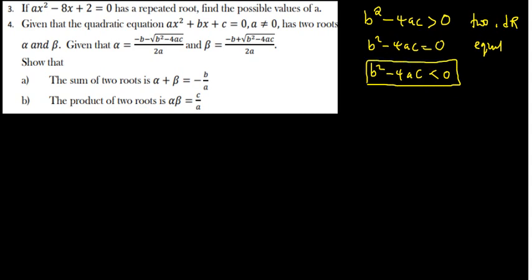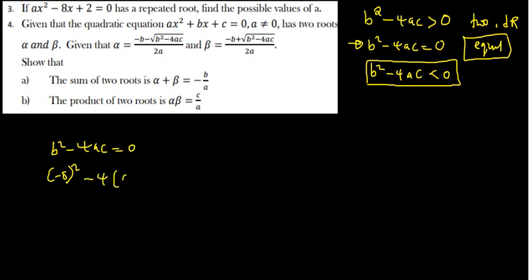Now for this one, we've been given that you have got repeated solutions. So it means this is the one we are going to use. Repeated solutions means that you have got equal solutions or equal roots. So I'm going to say b squared minus 4ac is equal to 0. In that equation, b is the number in front of x, that is negative 8. We square that, minus 4. A is the number in front of x squared, and that is a. And then c is a 2. This should be equal to 0.